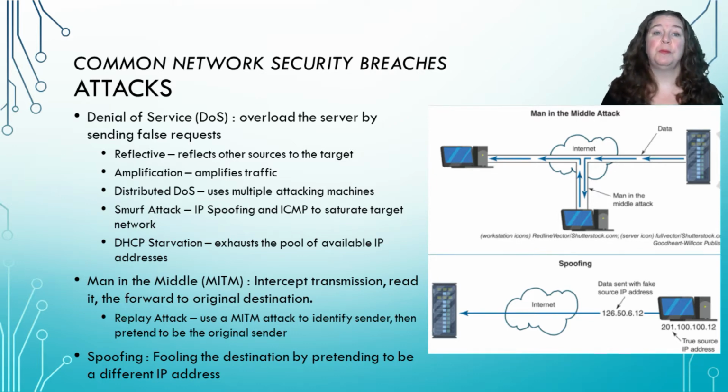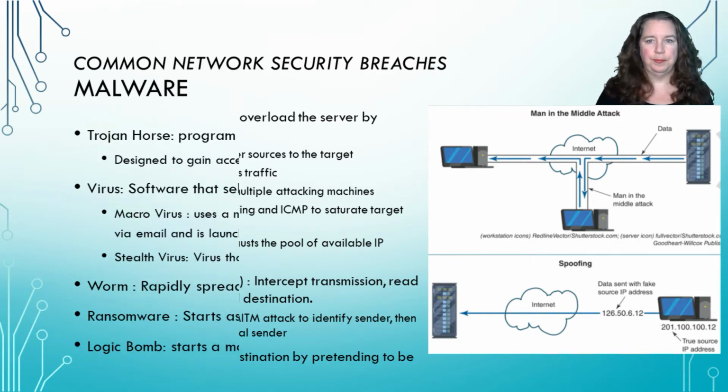We also have the option of spoofing. Spoofing is generally the concept of fooling your destination by pretending to be a different IP address. So in the example down here, we have the IP address at the 201 network. He pretends to be at the 126 network, goes across the internet, and tries to connect into the server. If that destination is able to break through the firewall and get into the server because it's yours and you told it to, he is now able to use that spoofing to get into the server or whatever secure information he needed to get.